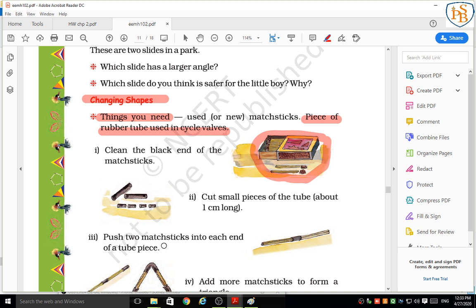What we have to do here? Push 2 matchsticks into each end of the tube piece. Here we have to take 1 piece of 1 centimeter of a tube and just push 2 matchsticks, matchstick number 1 and second, into each other by using that tube.